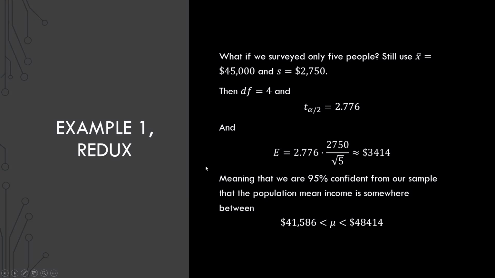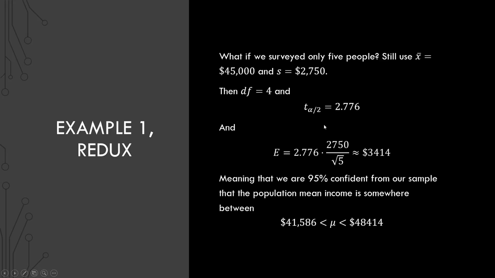So let's look at, what if I just did 5 random people? And I'll still use the same values, right? I'll still use X bar to be 45K. I'll still use the standard deviation. We'll assume it's all the same. But this time it's only coming from 5 people. How less certain am I, or how much wider is my confidence interval?